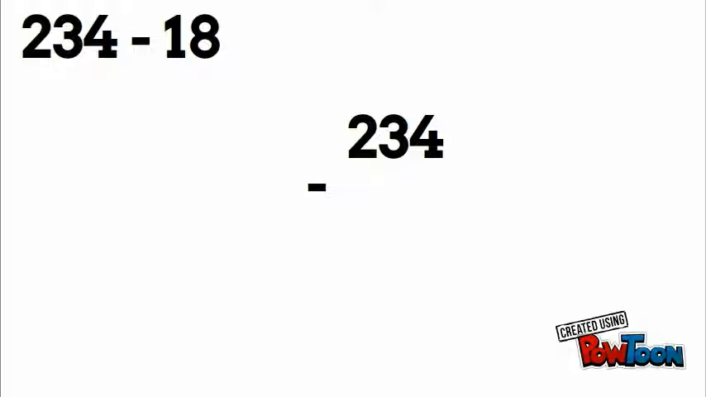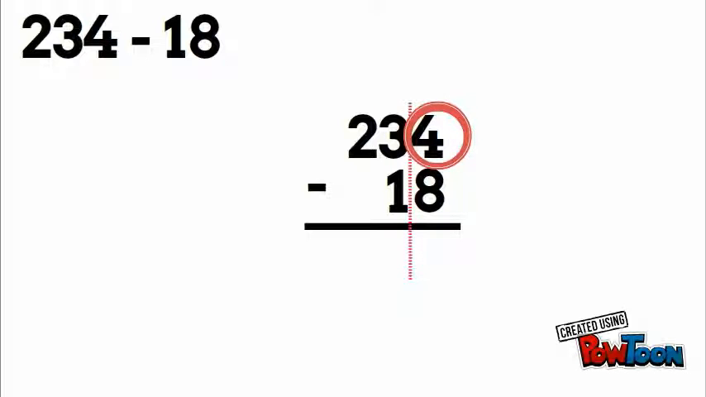So first we write 234 and we'll carefully line up our place values. So 8 goes under the 4, 1 goes under the 3. We look at our ones place, we see 4, we can't take away 8 from that.